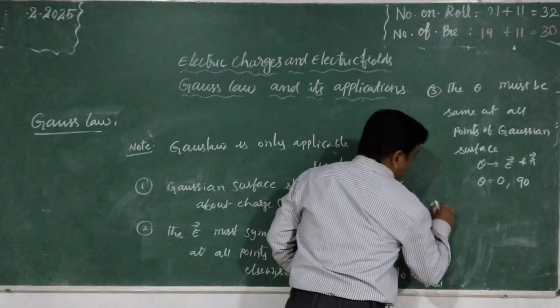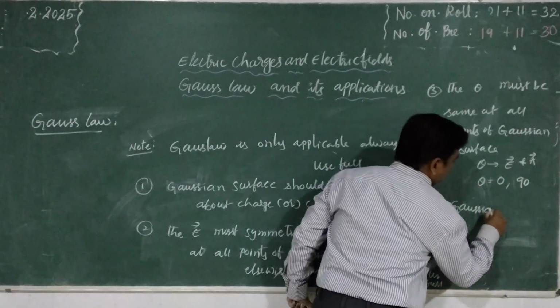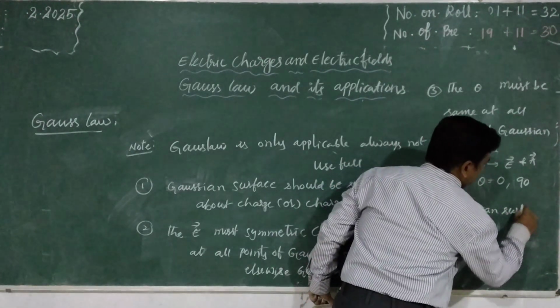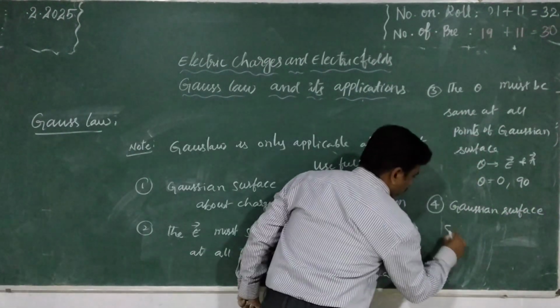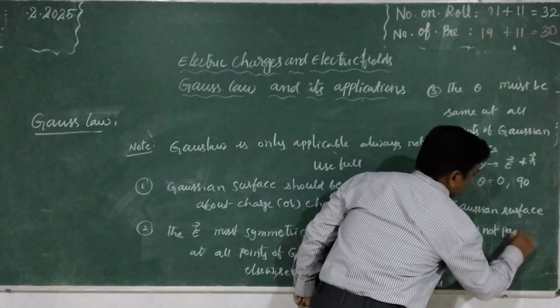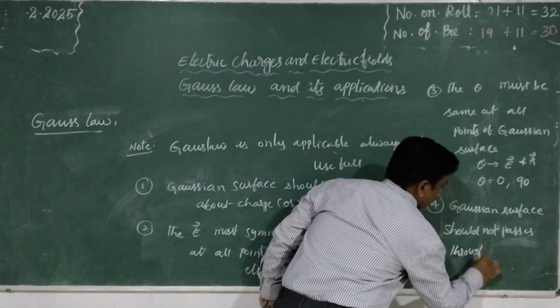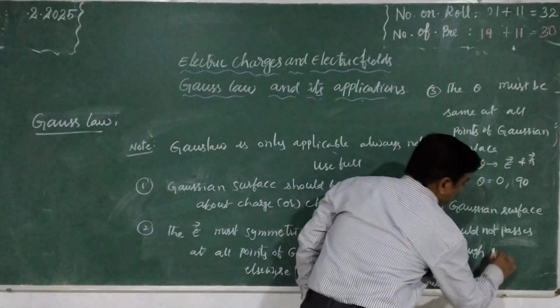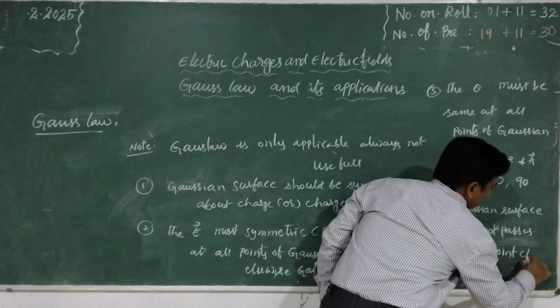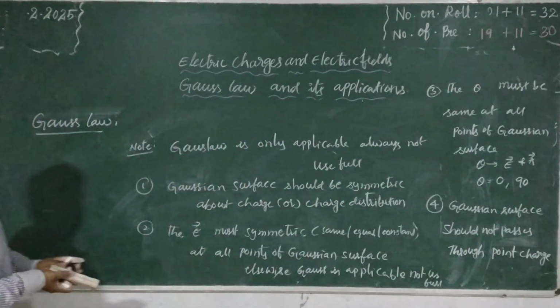See the fourth one: the Gaussian surface should not pass through a point charge. These are the important properties according to Gauss law.